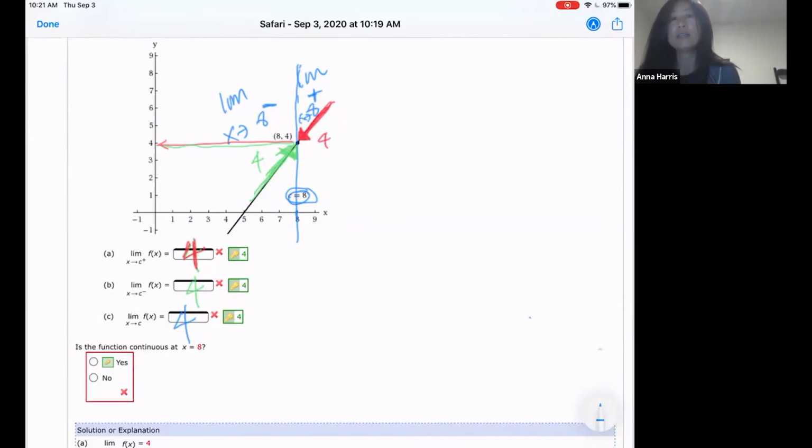All right, it's asking you, is the function continuous at x equals 8? Yes, because it's a solid point. So that means yes, it is continuous. In this case, it is a continuous function, and it does have a limit.